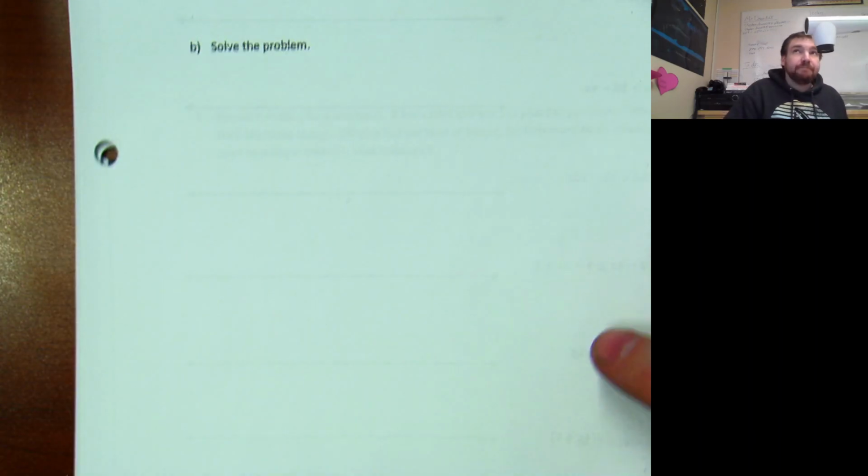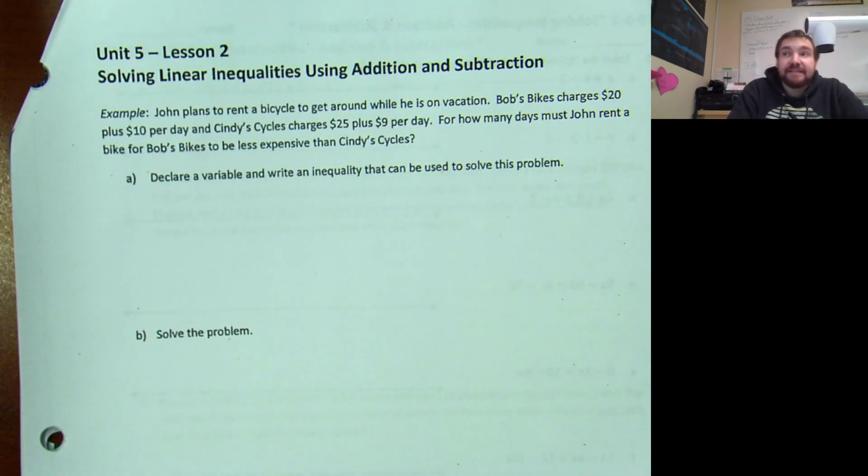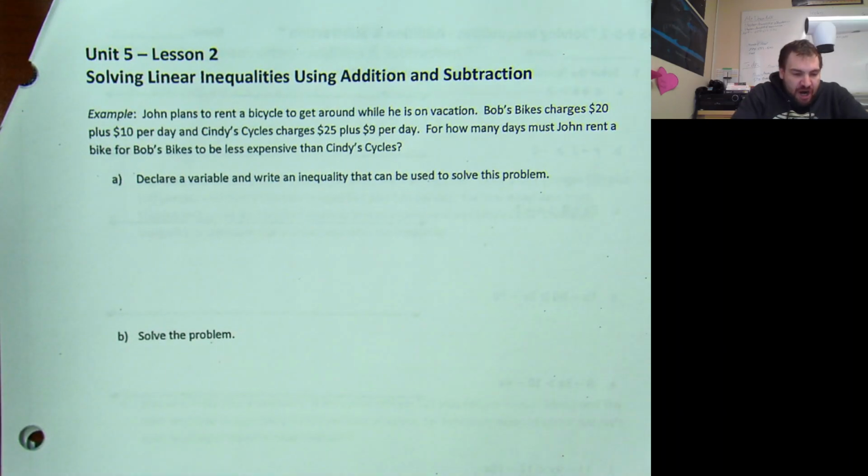Okay, cool. So these have word problems that go with them as well. So let's take a look at these. John plans to rent a bicycle to get around while he is on vacation. Bob's Bikes charges $20 plus 10 per day, and Cindy's Cycles charges $25 plus 9 per day. How many days must John rent a bike for Bob's Bikes to be less expensive than Cindy's Cycles?